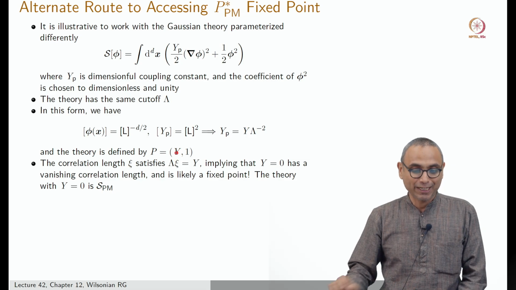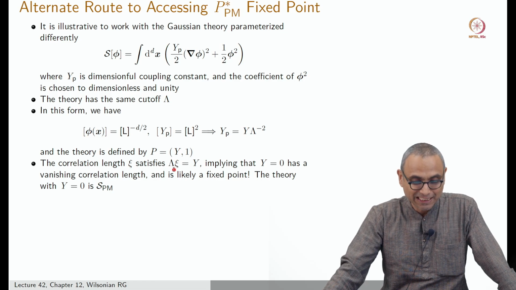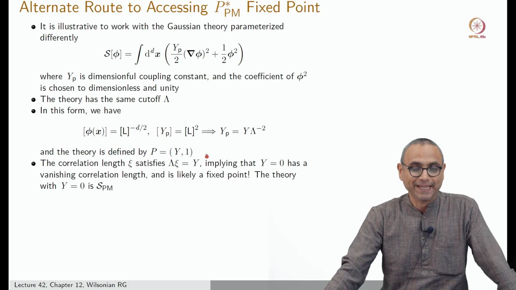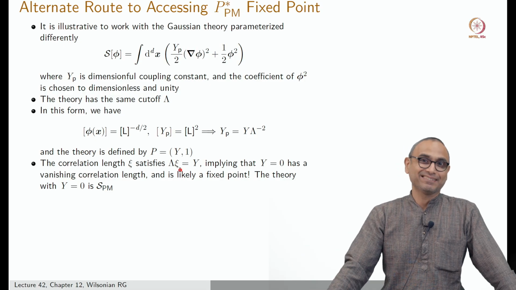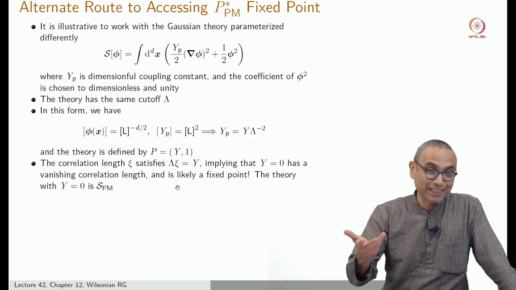To see what should be the renormalization condition, you will see that this correlation length xi will satisfy lambda xi equals... Okay, there is a small error here. This should be square root of y, not y. It should be square root of y because this has dimensions of length square. So lambda xi should be square root of y, implying that y equal to 0 is a theory with 0 correlation length, right. Okay. Because it has 0 correlation length, it should be a fixed point.